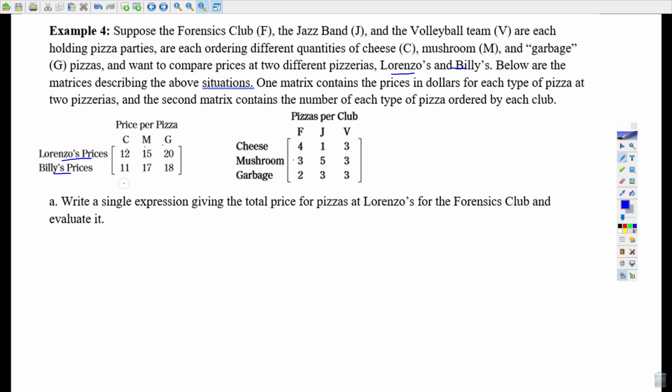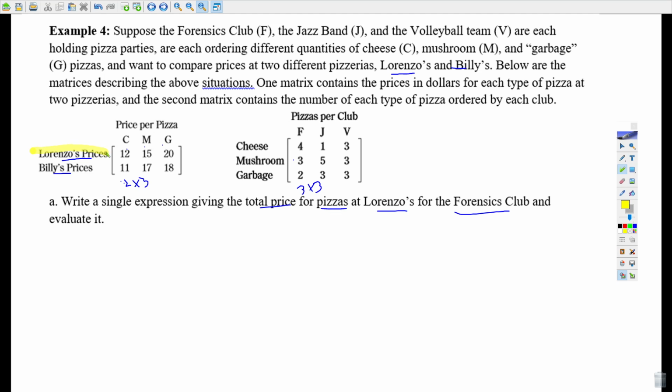Which, by the way, I might as well just do the dimensions. We have a 2 by 3 and a 3 by 3. So if we wanted to multiply these together, we would be able to, but it's not going to ask us to do that here. It says, write a single expression giving the total price for pizzas at Lorenzo's for the Forensics Club, and we'll evaluate it. So we're only looking at one specific combination. Instead of multiplying all this stuff together, we're looking for Lorenzo's.